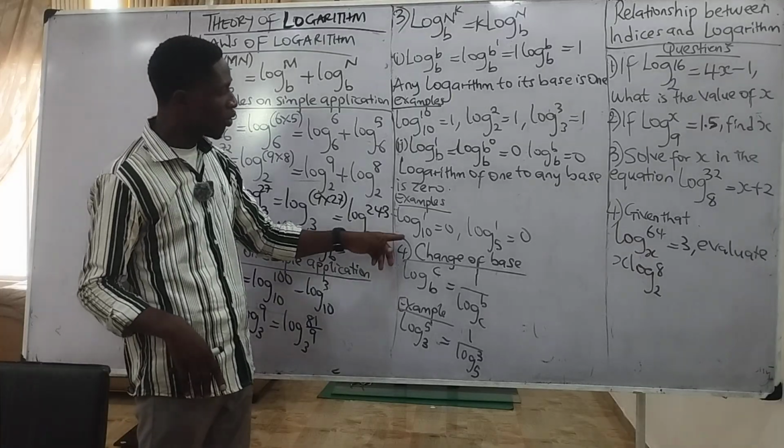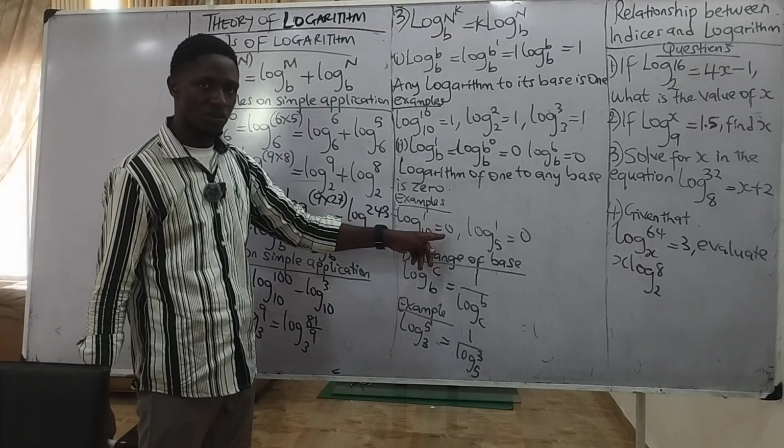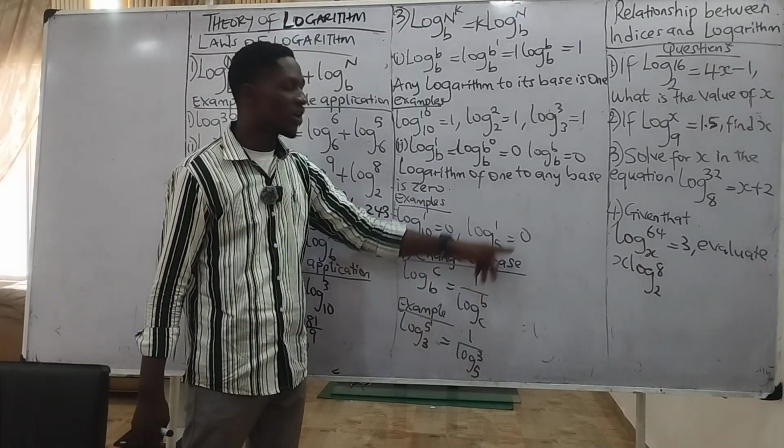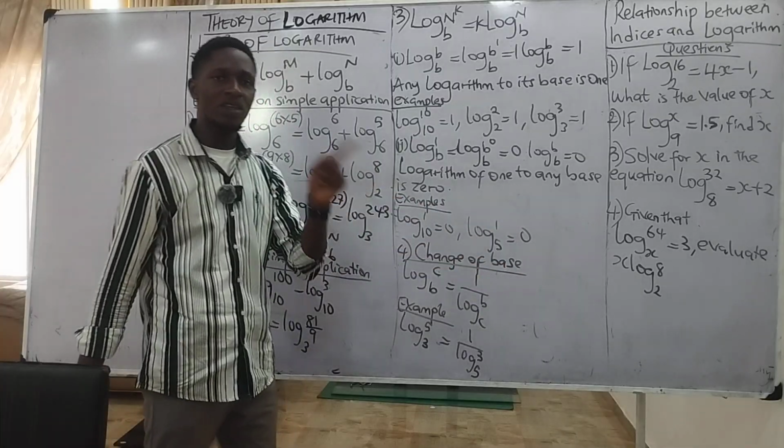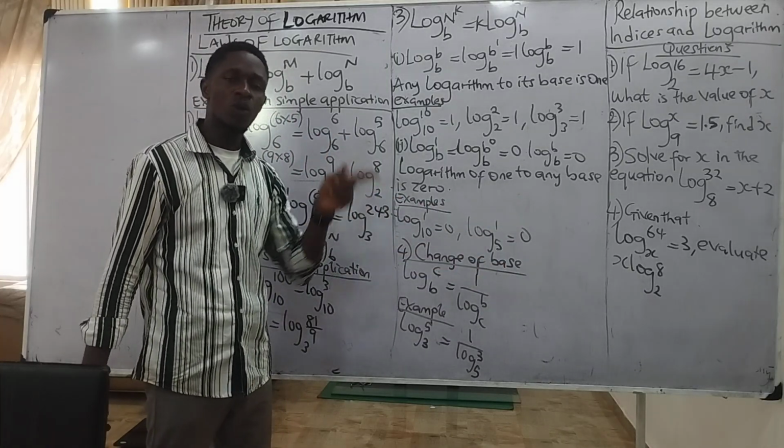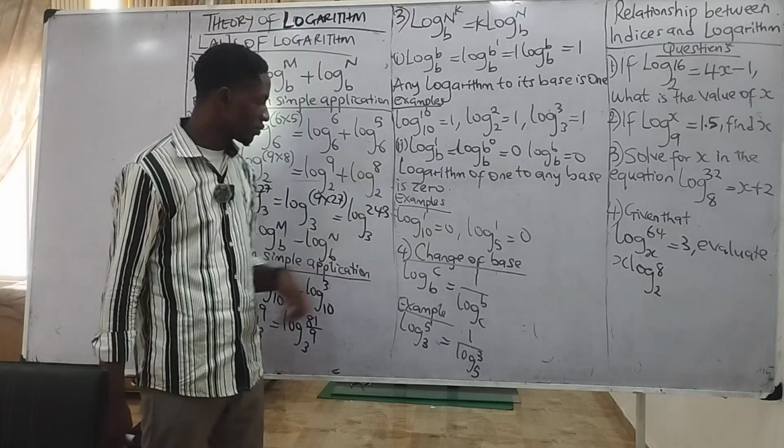For example, log 1 in base 10 is 0, log 1 in base 5 is 0, log 1 in base x is 0, log 1 in base y is 0.